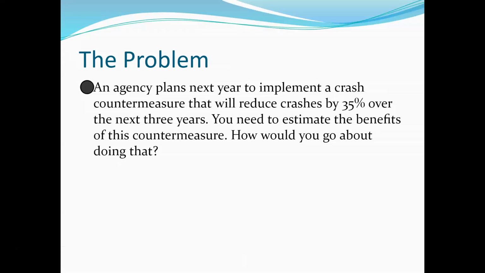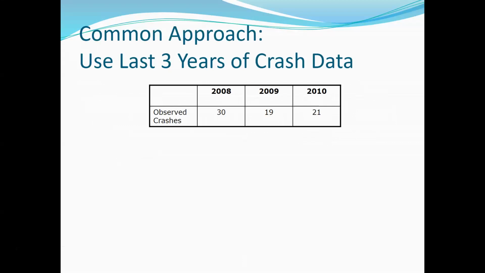The problem is, if you are going to implement a crash countermeasure and you want to see what the benefits are going to be, a common approach is to use 3 years worth of crash data. I show here 2008, 9, and 10. 2008 had 30 crashes at a location, then 19 crashes, and then 21 crashes. So you can see that there is some variation in the numbers themselves, even within 3 years. Crashes have been as low as 19, but also as many as 30. So you can average the numbers out, and 3 years will give you some idea about the expected crash frequency at that location.